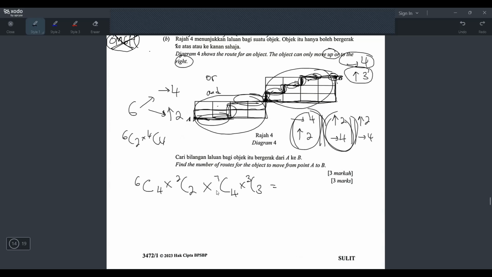So now it's time to press calculator. 6C4 times 7C4, right? Okay, the answer gives me 525, right? So that is the answer, right?